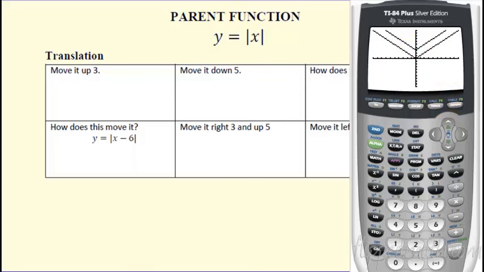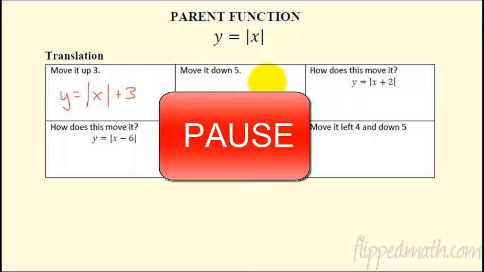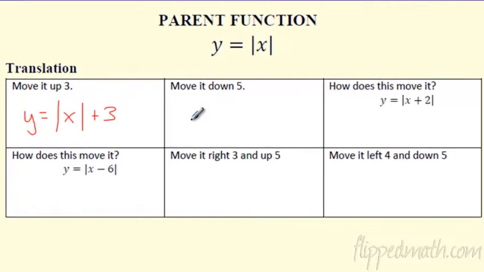So to move it up 3, I'm going to take the parent function and add 3 to it. So pause it, see if you can move it down 5, answer these questions, and nail it. Good luck. All right, real quick, how did you move it down 5?